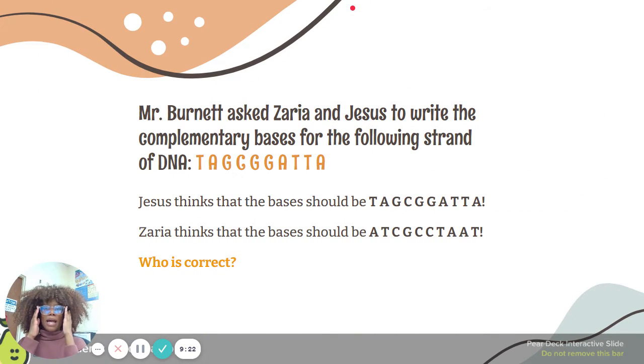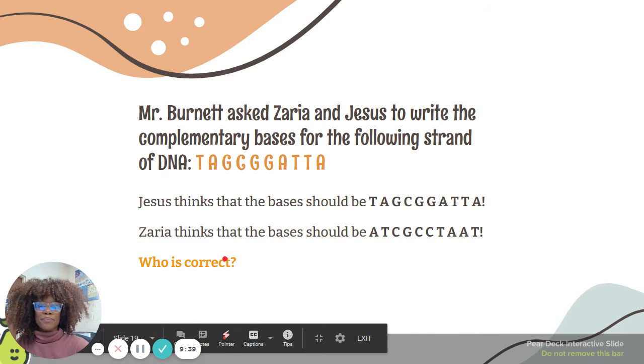Okay, Mr. Burnett asked Zaria and Jesus to write the complementary bases for the following strand of DNA. So this is the strand of DNA. Jesus thinks that the bases on the complement should be that, while Zaria thinks that the bases should be this. Who is correct?